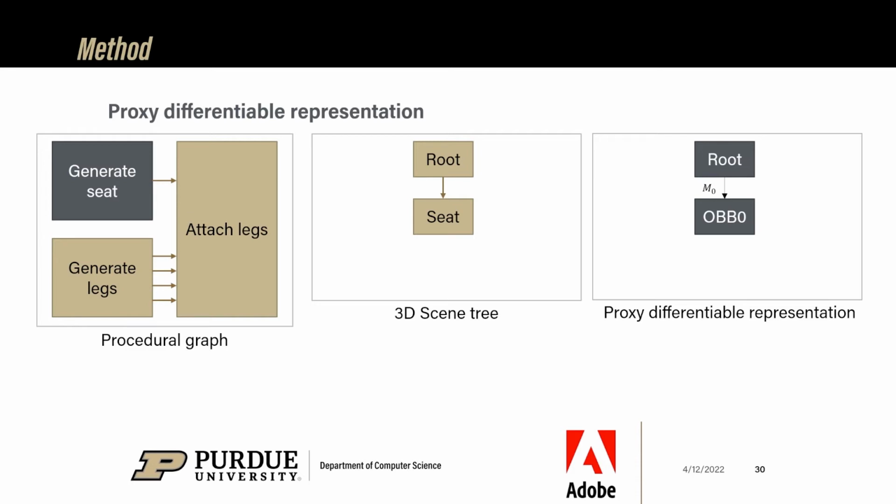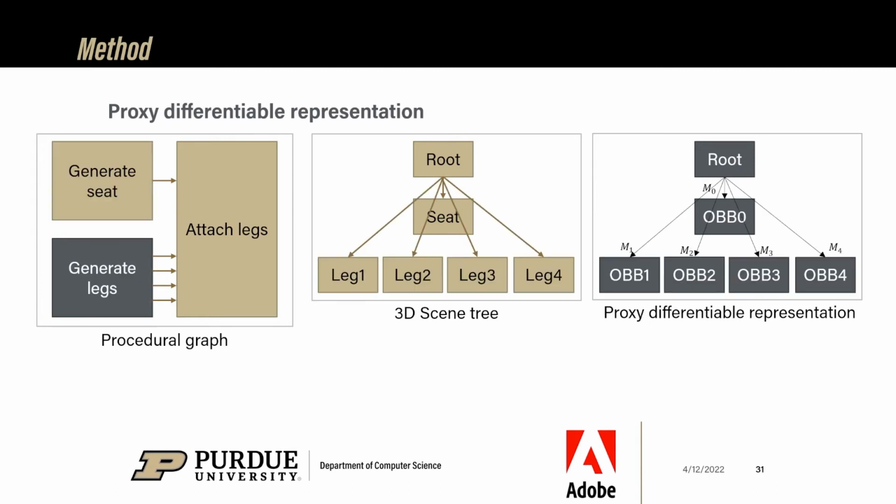Like regular scene trees, between each object and its parent, there is a transformation matrix. In the proxy differentiable representation, it is the same, except that this matrix is also made differentiable using an auto-differentiable type. When we execute the generate legs node, it adds 4 legs to the 3D scene. It also adds the corresponding oriented bounding boxes in the proxy differentiable representation. Note that for the moment, legs are not attached to the seat, so their parent is still the root.